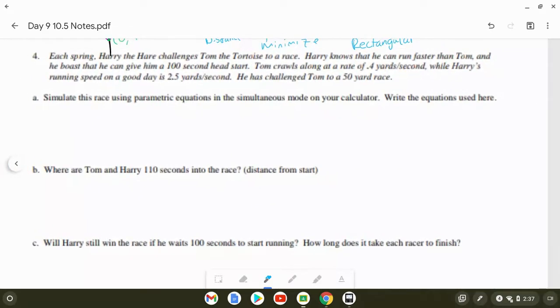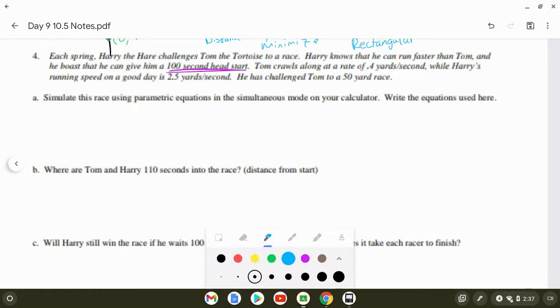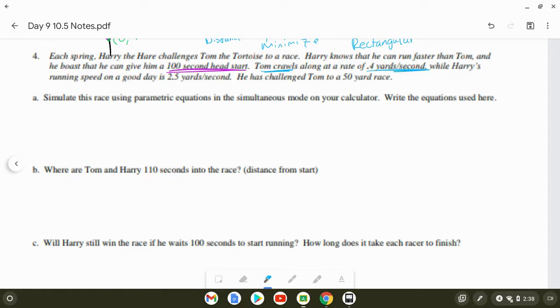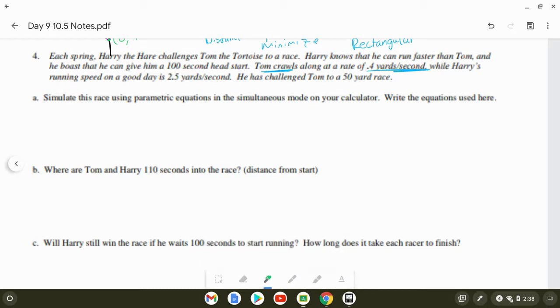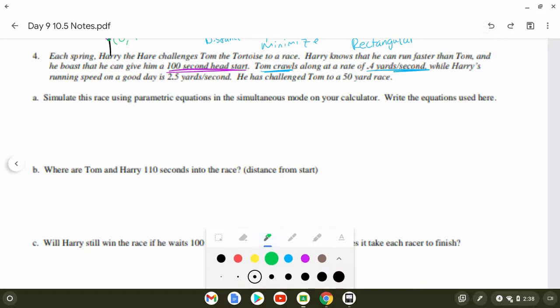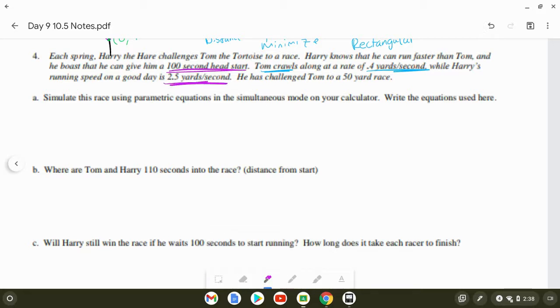For number 4, we have a similar situation. Each spring, Harry the hare and Tom the tortoise challenge each other to a race. Harry knows that he can run faster than Tom. He boasts he can give him a 100-second head start. Tom crawls at a rate, so we'll do blue for Tom, of 0.4 yards per second, while Harry's running speed on a good day is 2.5 yards per second. Challenge Tom to a 50-yard race.